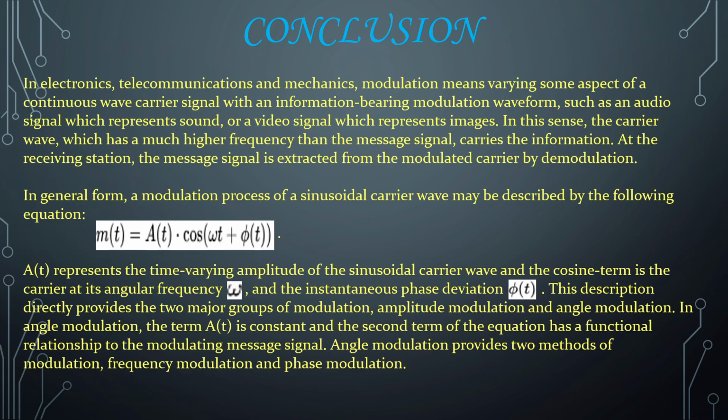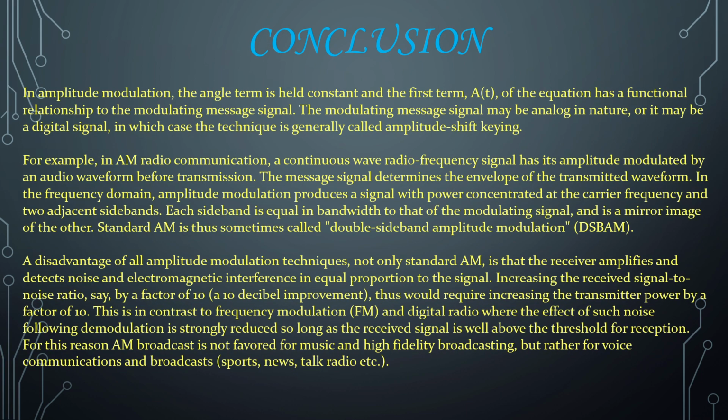In angle modulation, the term A(t) is constant and the second term of the equation has a functional relationship to the modulating message signal. Angle modulation provides two methods of modulation: frequency modulation and phase modulation. In amplitude modulation, the angle term is held constant and the first term A(t) of the equation has a functional relationship with a modulating message signal.